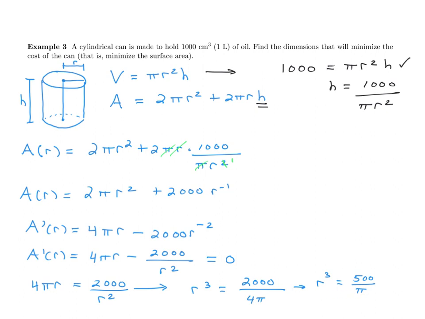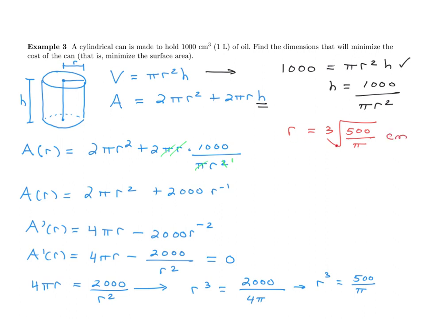And now we're practically there. If you want to get r by itself, we can take the cube root of both sides of the equation. I'm going to write that answer up here. r is equal to the cube root of 500 over pi. r represents a distance. Since our units were centimeters cubed for the volume, this must be in centimeters.